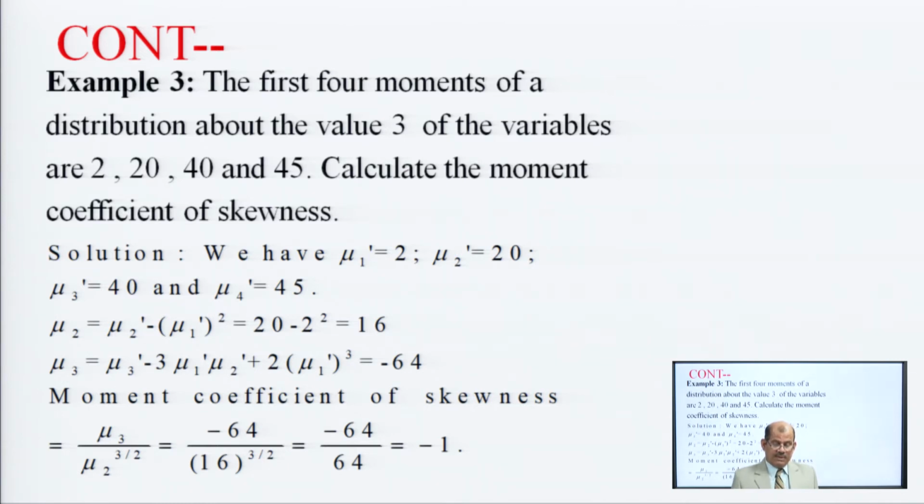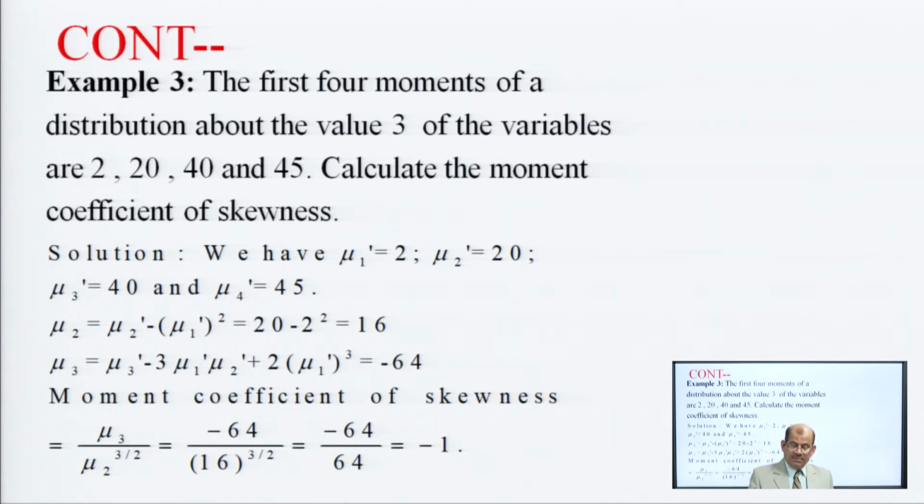We know the formula for the relation between mu 2 and mu 2 dash: mu 2 is equal to mu 2 dash minus mu 1 dash square. It is equal to 20 minus 2 square, which is equal to 16, meaning mu 2 is 16. mu 3 is equal to mu 3 dash minus 3 mu 1 dash into mu 2 dash plus 2 mu 1 dash cube. Substituting these values, we get mu 3 is equal to minus 64.